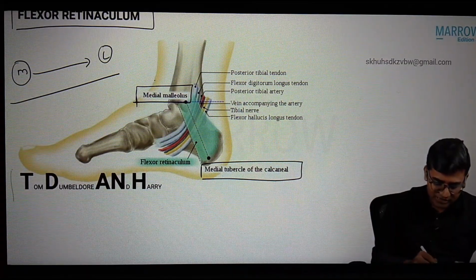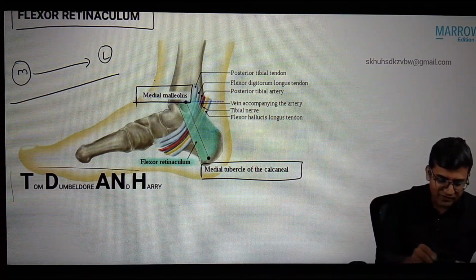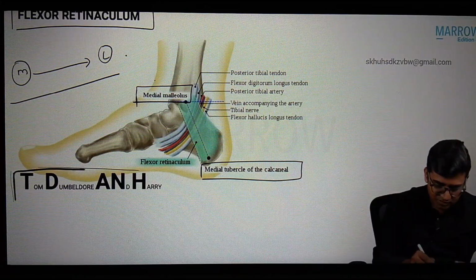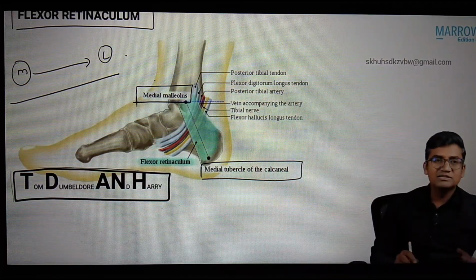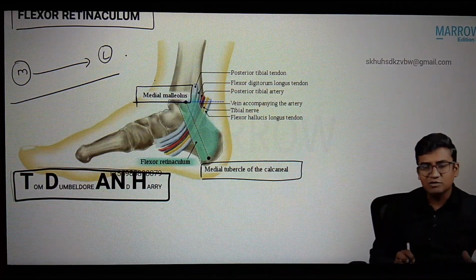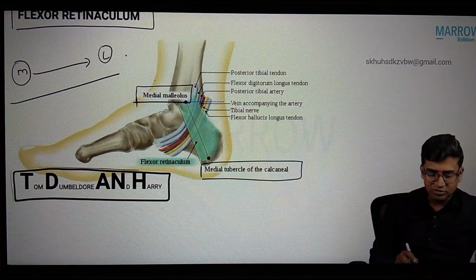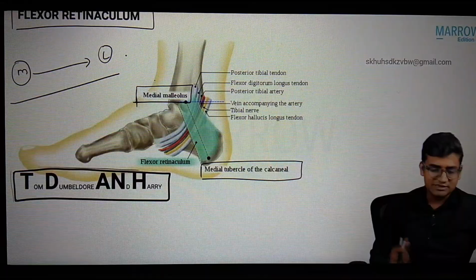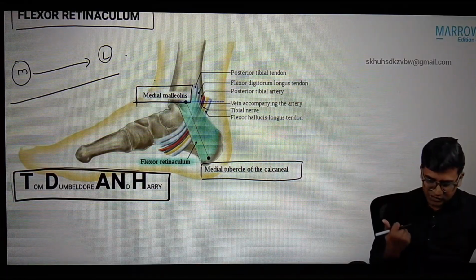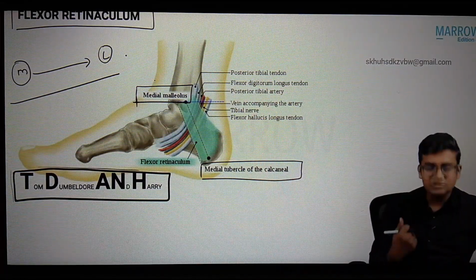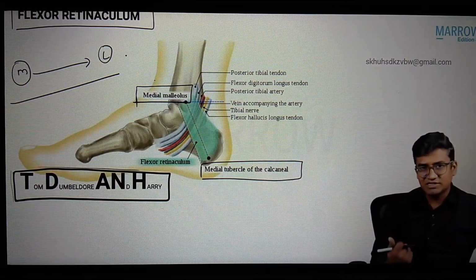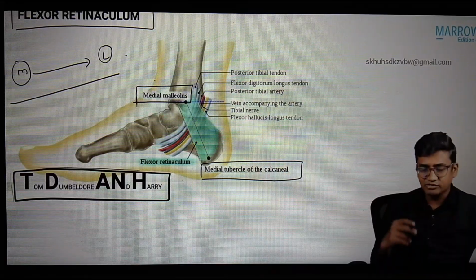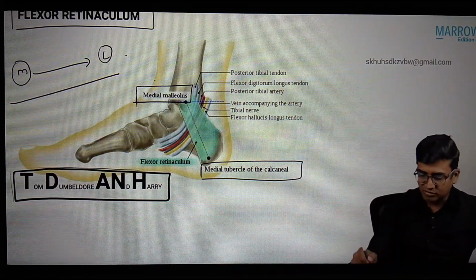We have a mnemonic. The mnemonic is Tom, Dumbledore, and Harry. So Tom, Dumbledore, and Harry is a mnemonic to remember the structures passing below the flexor retinaculum of the leg. Tom means, I think you know, Tom Marvolo Riddle, nothing but Lord Voldemort. So yes, we are using the Harry Potter characters to remember the structures passing below the flexor retinaculum: Tom Marvolo Riddle, Voldemort, Dumbledore, and Harry Potter.